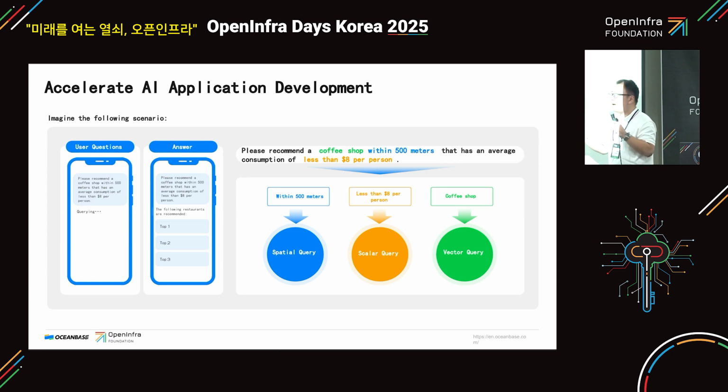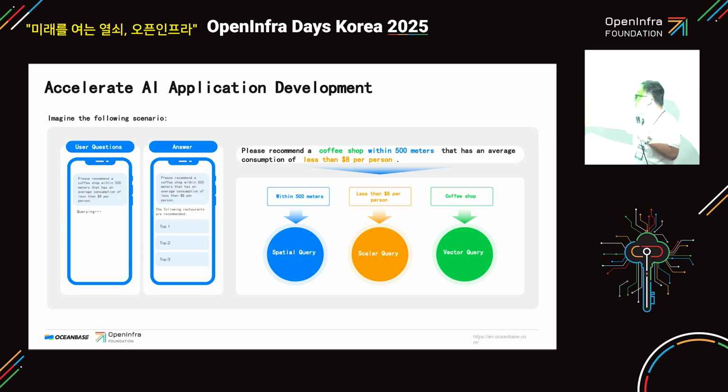Based on the analysis, there are three kinds of queries. Filtering within 500 meters is a spatial query. And the average consumption of less than $8 per person is a scalar query. And determining which restaurant is primarily a coffee shop based on the restaurant's name or type is not easy. So we need to vectorize the restaurant's features and perform a vector query based on the data.